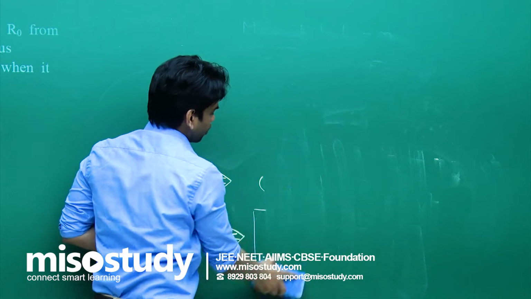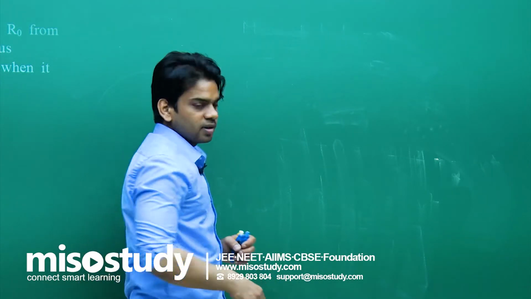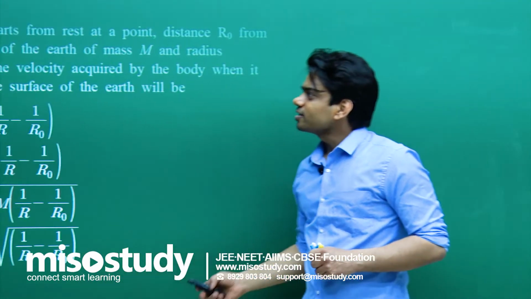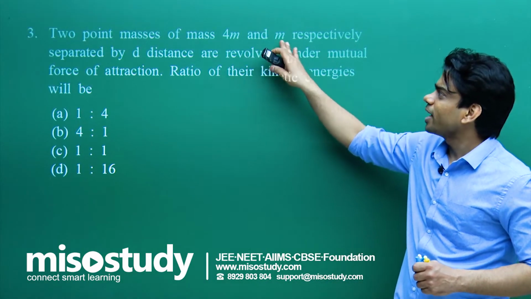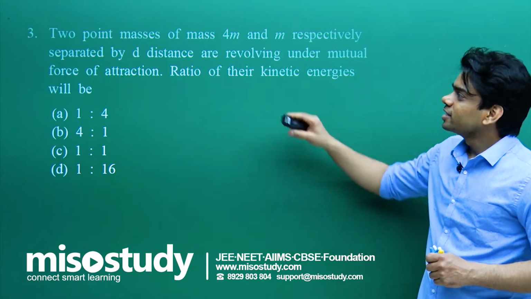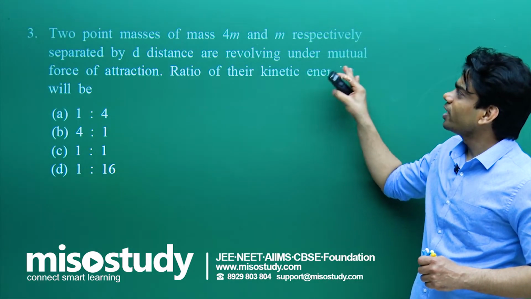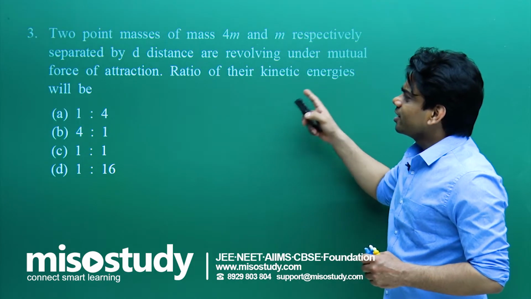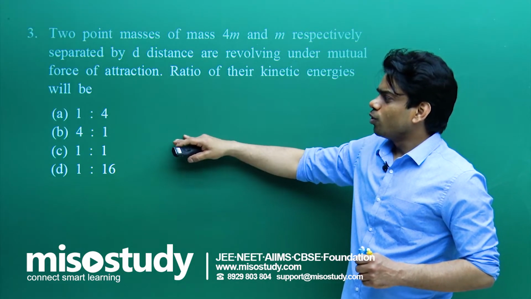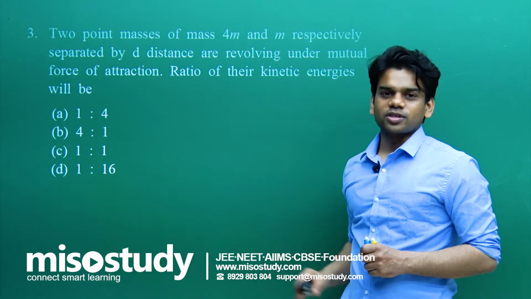Let's switch to the next question. Next question of the class. 2 point masses of mass 4m and m respectively, separated by d distance, are revolving under mutual force of attraction. Ratio of their kinetic energies will be A 1:4, B 4:1, C 1:1, D 1:16.